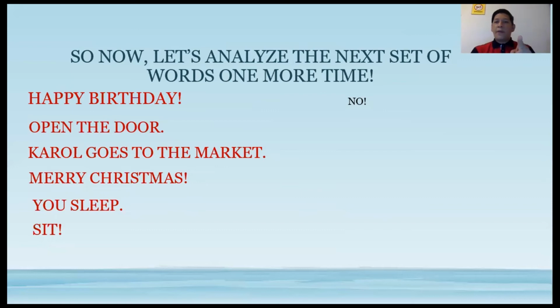Open the door. Open the door, there is no subject, but we have open, that is the verb, and we have the door, that is the complement. Can we have a sentence? Yeah, we can have a sentence. Yes. Carol goes to the market. Obviously, yes. Why? Because we have a subject, we have a verb, and we have a complement. No problem on that. Now, you sleep, we say, no, it is not. I'm sorry, Merry Christmas. Merry Christmas, no, because in Merry Christmas, we don't have a verb. Merry Christmas is only the complement. Therefore, it is not possible to say that this is a sentence.